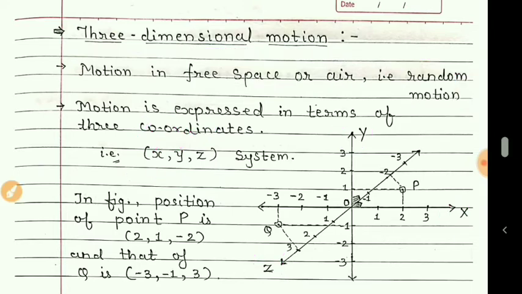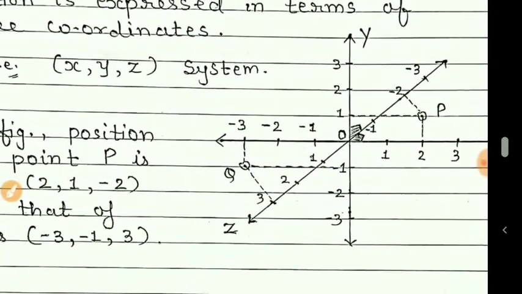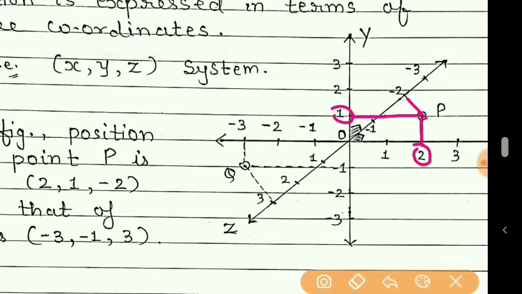Now in this figure you can see there are point P and point Q. So what is the position of point P in this three-dimensional coordinate system? Then definitely you can see here its x coordinate is 2, its y coordinate is 1, and its z coordinate is -2. So (2, 1, -2) represents the position of point P.